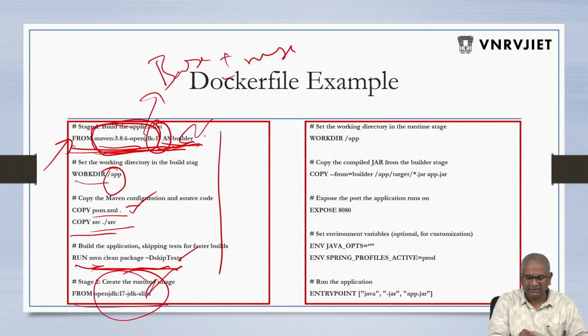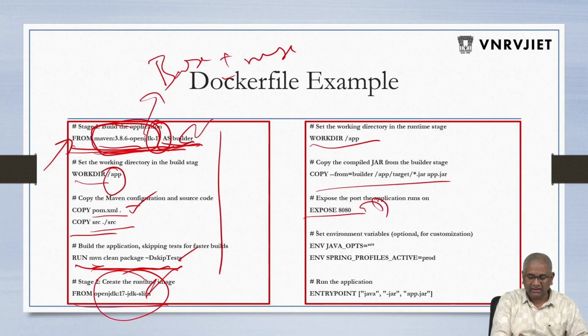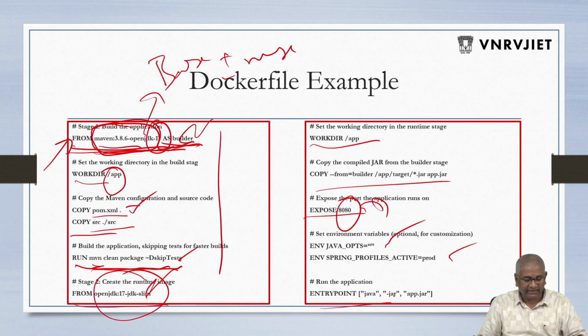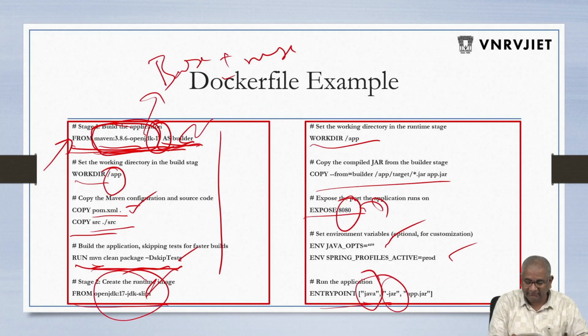Similarly, same thing here also. Then again, I'm setting the working directory app, copy, and so on. Here I'm exposing 8080. So that means this will try to connect to the 8080 of the host itself. So I'm exposing the Docker port 8080. I'm setting the environment option. Again, we don't need to worry about the entry point. Basically, the entry point is the application that needs to run. So basically, it's the Java command: run java with option -jar, and the jar file is app.jar. So this is how it works.